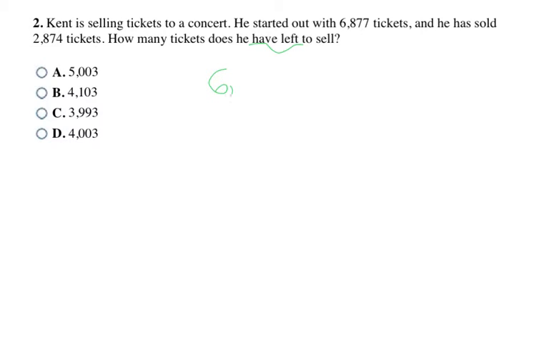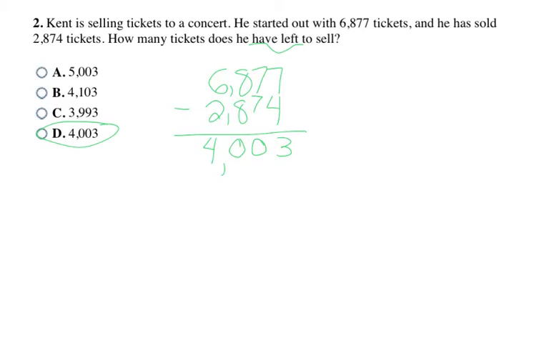So I'm going to take those two numbers and subtract them, making sure to line up the place values so that I subtract correctly. 7 minus 4 is 3. 7 minus 7 is 0. 8 minus 8 is 0. And 6 minus 2 is 4. So I have 4,003 tickets left to sell. And so if I look at how many he started with and how many he has sold, having about 4,000 left over, that answer makes sense. So that is going to make D my final answer.